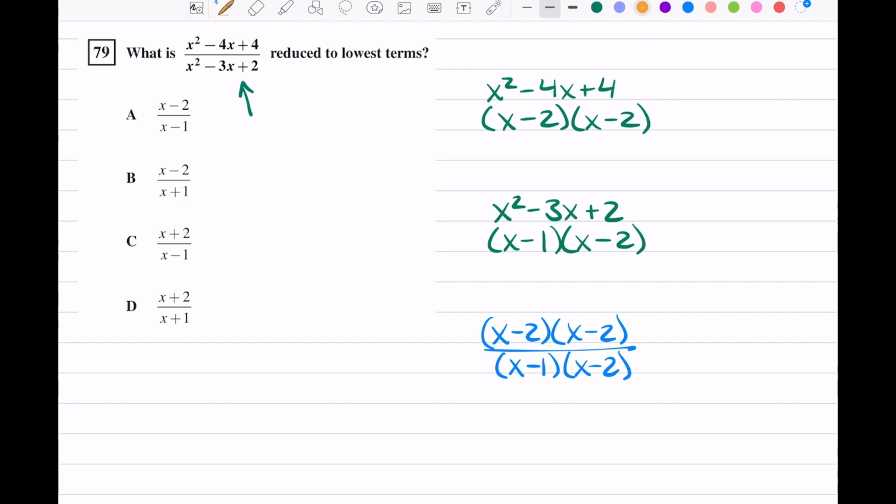And our common factor is x minus 2. So we can cancel one of those out. And we're left with x minus 2 over x minus 1. Looking at our answer choices, that is option A.